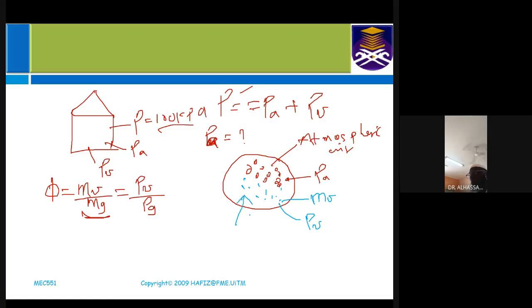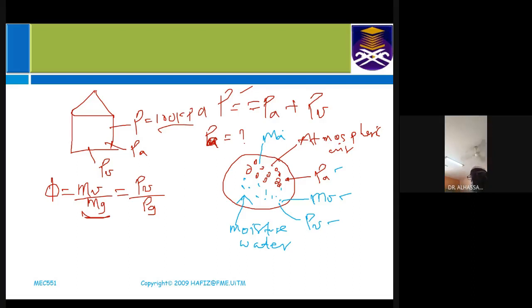moisture, which is the same as water, into this system, which parameter is going to increase? MV is going to increase, consequently, PV is going to increase. But PA, MA will remain the same. They will not change. Mass of dry air will remain the same.